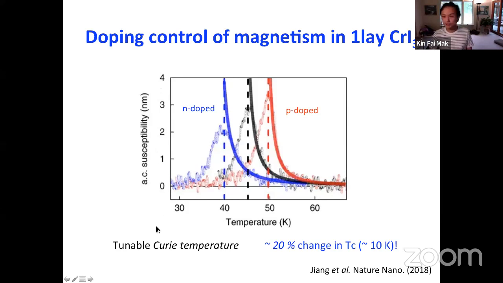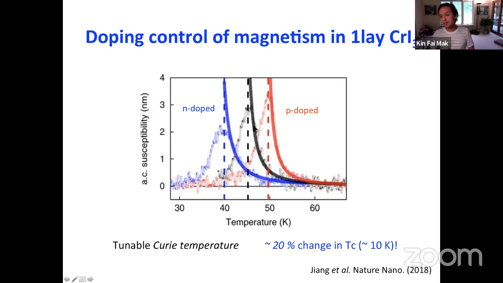And so the measured signal is proportional to the AC susceptibility in the system. And indeed, the temperature dependence is as expected for the AC susceptibility of a ferromagnet. It actually shows a pronounced peak in the susceptibility at the Curie temperature of the magnetic system. Okay, and what we show here is the magnetic susceptibility measured at three different doping levels.